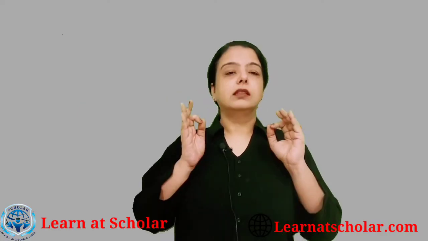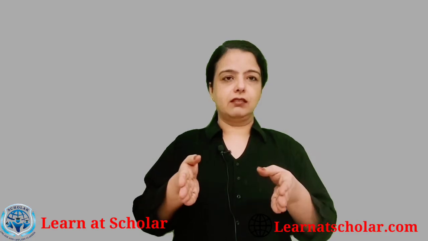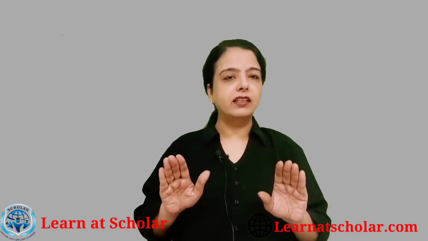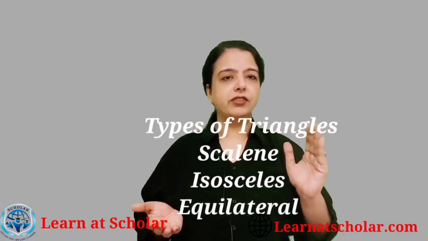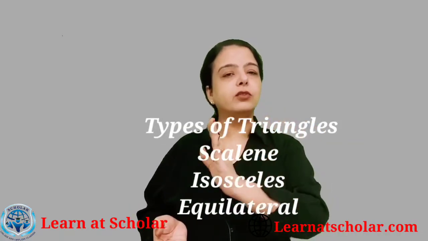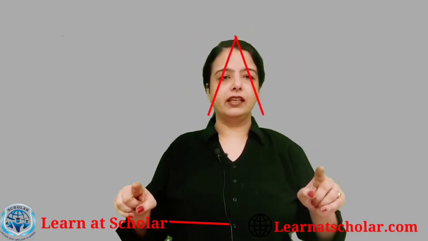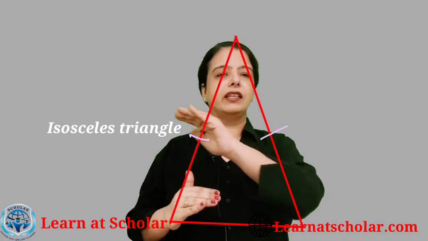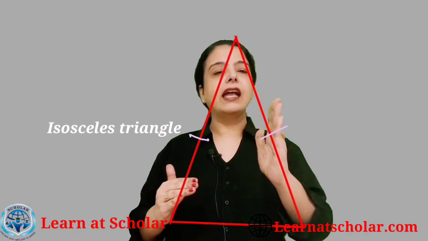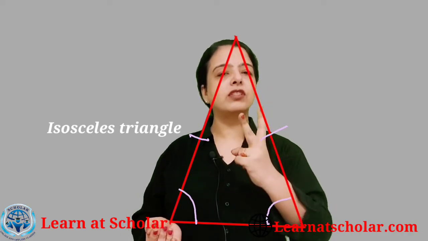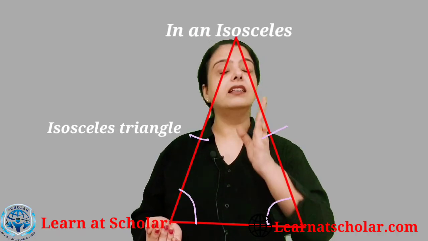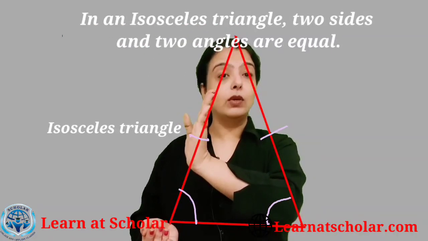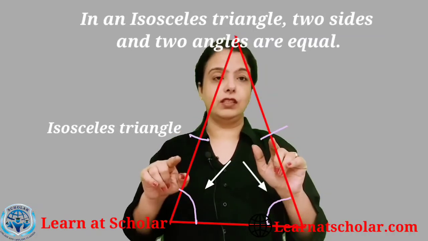The easiest part of the chapter is this. You must be familiar with the types of triangles: scalene, isosceles and equilateral. Now I will tell you the features of isosceles and equilateral triangle. You must be knowing that in an isosceles triangle, two sides are equal. In this isosceles triangle, these two sides are equal and the angles opposite to these sides are also equal. So, two sides and two opposite angles are equal. That means the angles opposite to the equal sides, that means this one and this one.